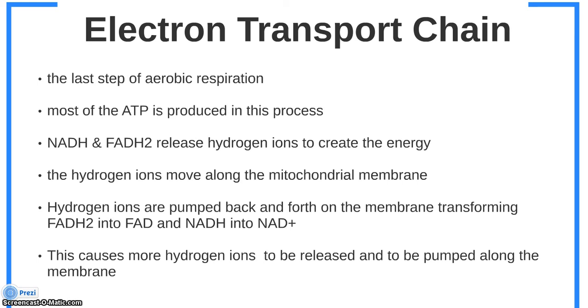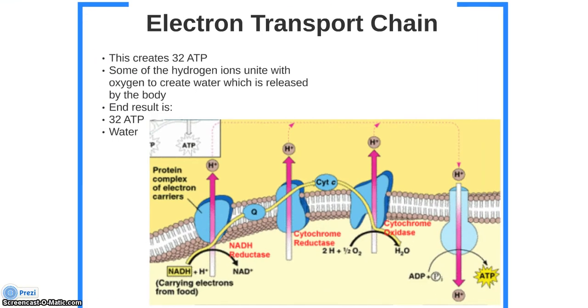This causes more hydrogen to be released and to be pumped along the membrane. Something very similar to what happened in photosynthesis. This will end up creating 32 ATP. Some of the hydrogen ions unite with oxygen to create water, which is released by the body, and so our end result is 32 ATP with some water. So you can see our pumps, and then the hydrogen going in and out to ultimately create all of our ATP.